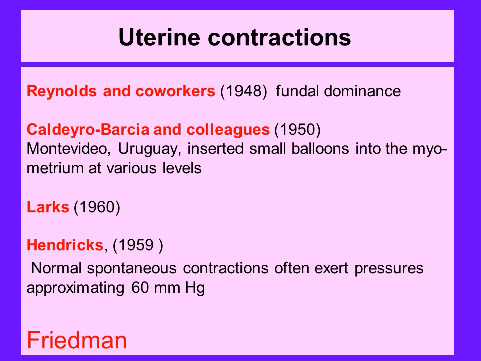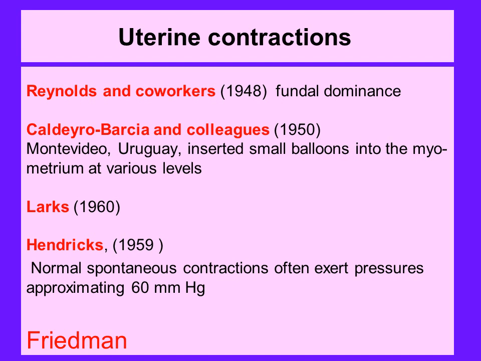Larks in the 1960s described the uterine contraction stimulus as starting in one cornu, then several milliseconds later in the other. The excitation waves then join and sweep over the fundus and down the uterus.